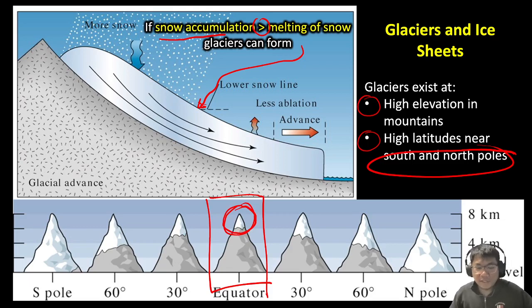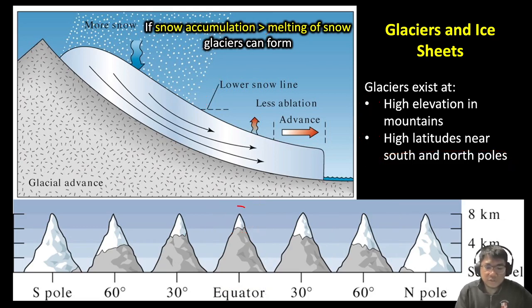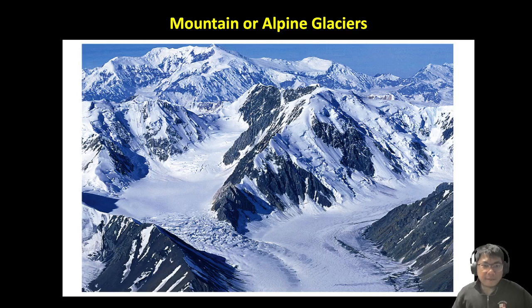We also have glaciers there, even though it is not located in the North or South Pole, because as you go upward, as we discussed in the previous video when we learned about the atmosphere, as you go upward in the troposphere, the temperature becomes colder and colder. That allows glaciers to be preserved at high elevation, such as in high mountains. So, for example, these are mountain or alpine glaciers, in the high altitude.